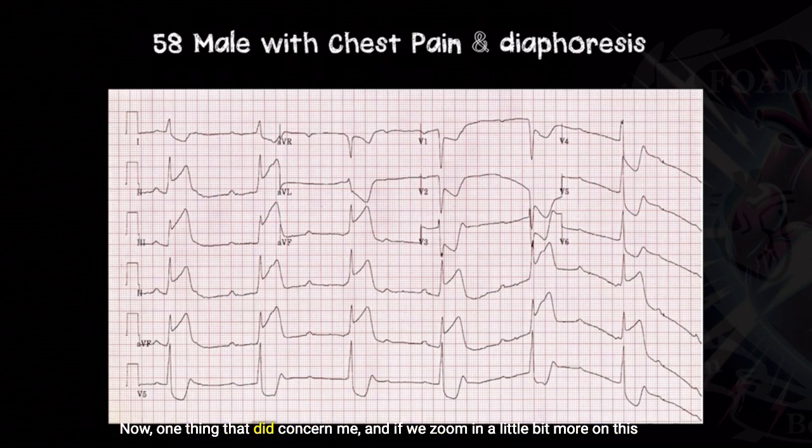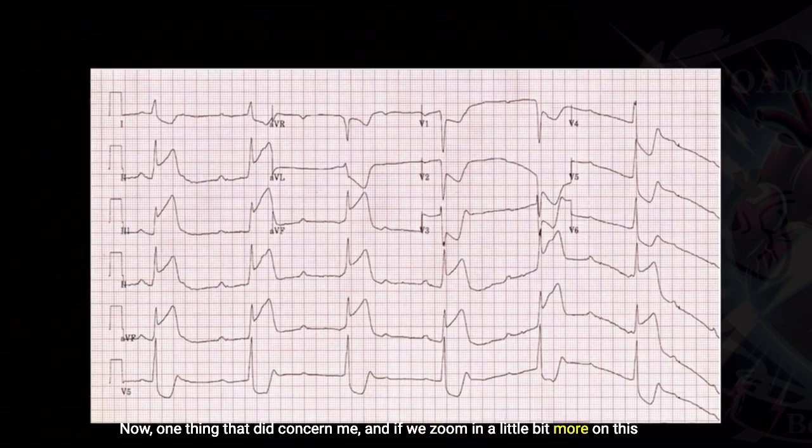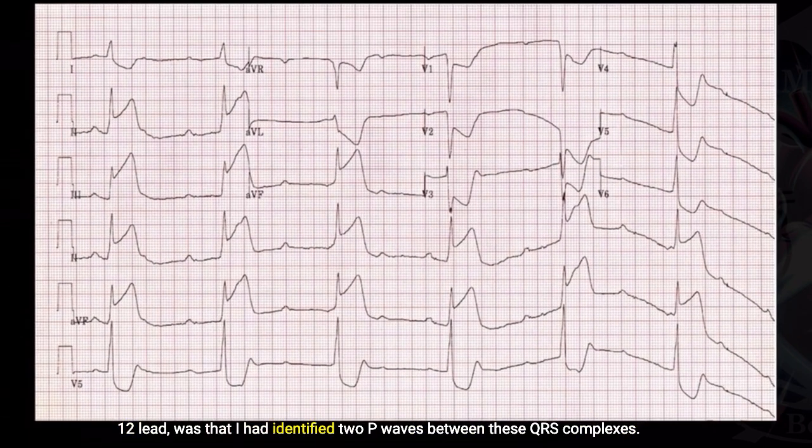Now, one thing that did concern me, if we zoom in a little bit more on the 12 lead, was that I had identified 2 P waves between these QRS complexes. When that happens, that tells me that there are too many P waves for QRS complexes, or I have an AV nodal block. So to identify which one we're dealing with, I like to map out the P waves.